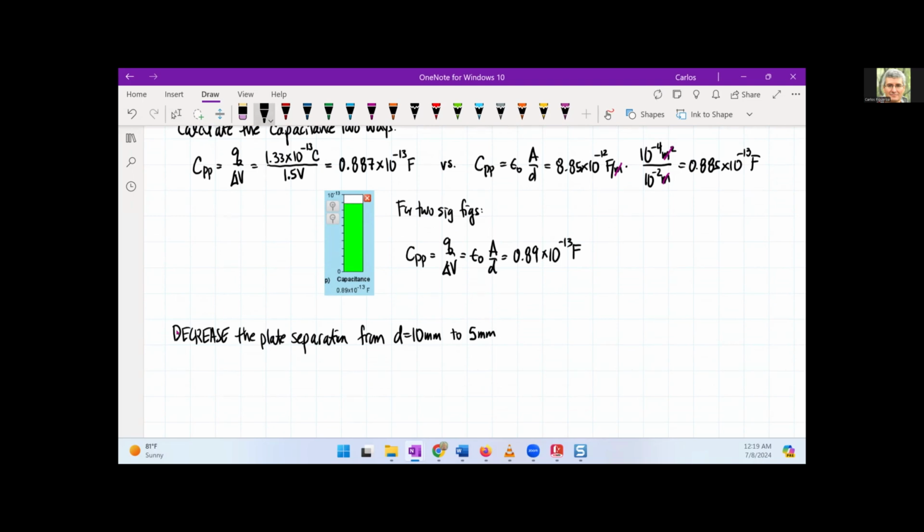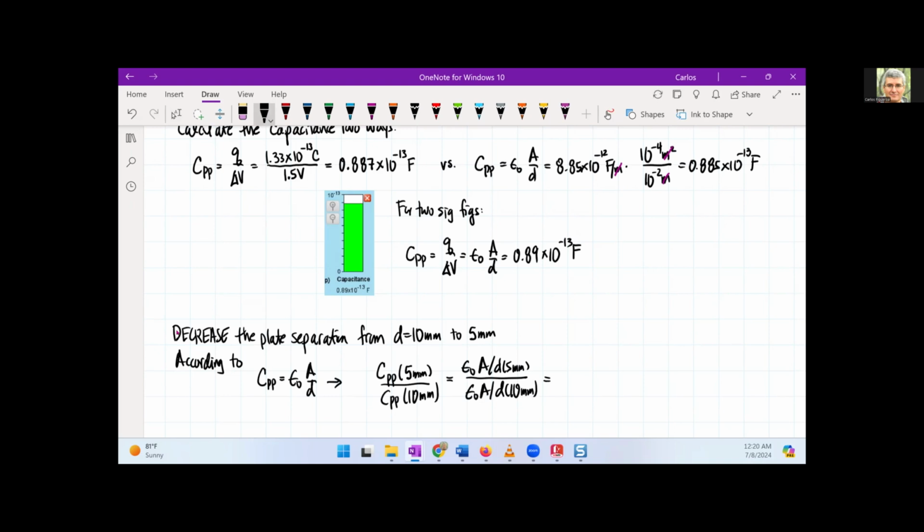Now, according to this capacitance relation, we could see that if I look at the ratio of the capacitance of the 5 millimeter to the capacitance of the 10 millimeter, assuming I do not change the area or the dielectric, I'm going to get a ratio that looks something like this.